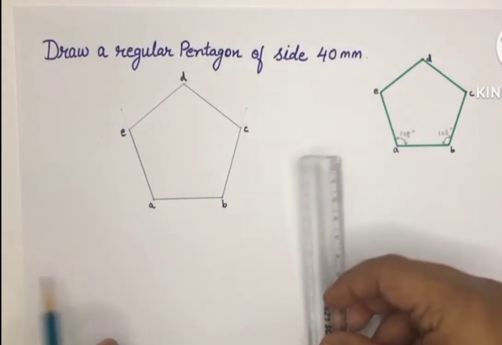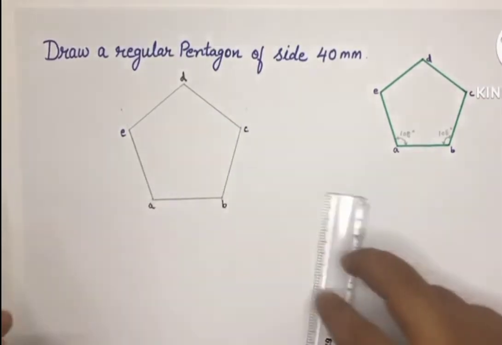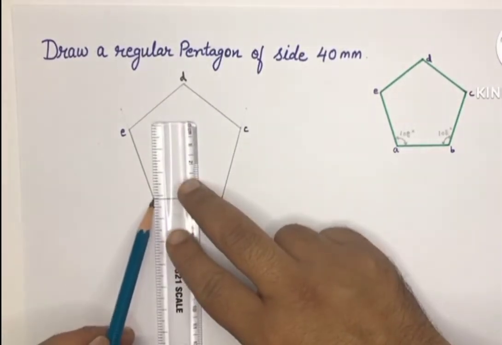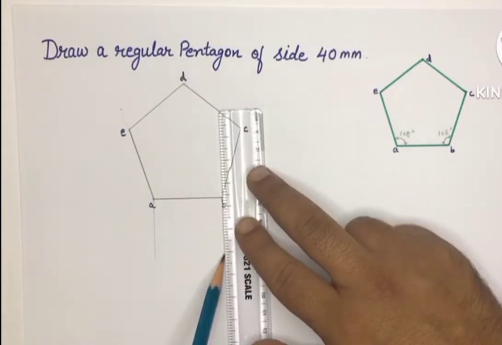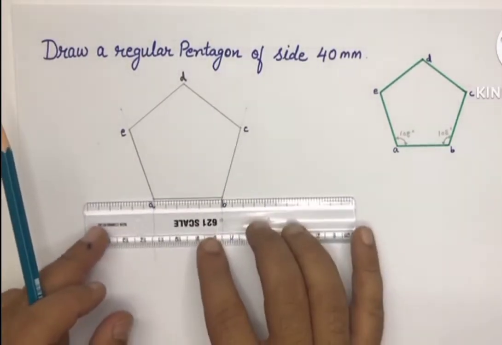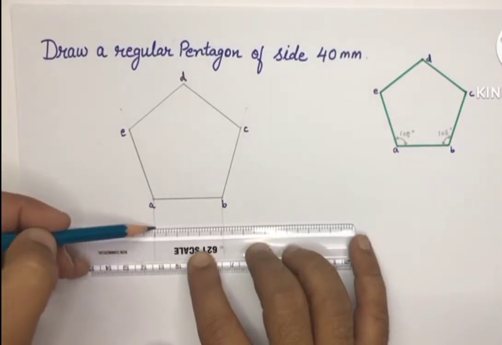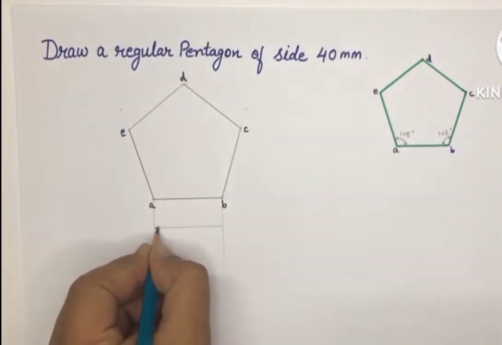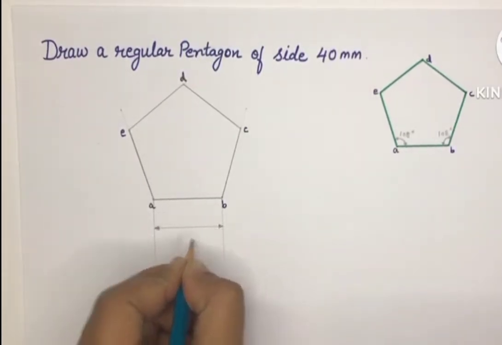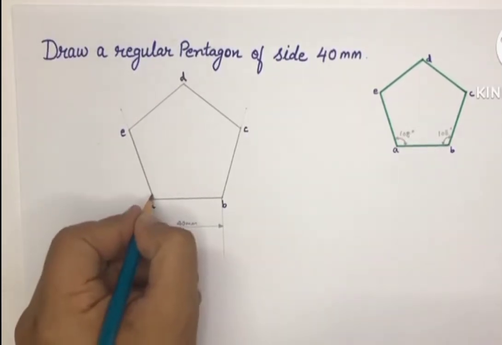Now we need to give dimension. 40 millimeter. Project a line from point A and B. Draw a line parallel to AB for dimension line. Mark the inclination.